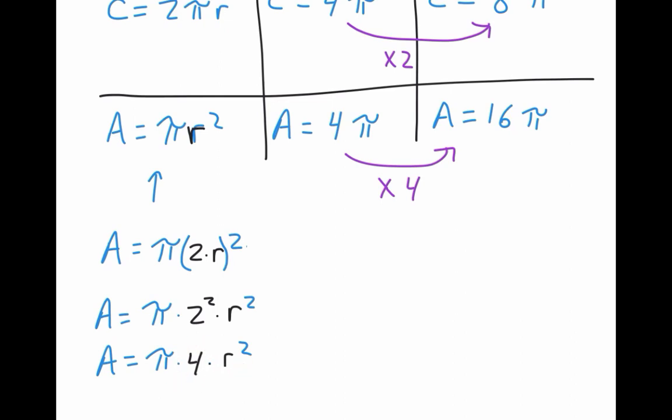So when you double the radius, because it's radius squared, you don't just double the area. You take your 2 squared, and that's how much bigger you make the area. So that's just an intro to it right now. That's going to pop up a little bit later, but I just want to show it to you briefly now.